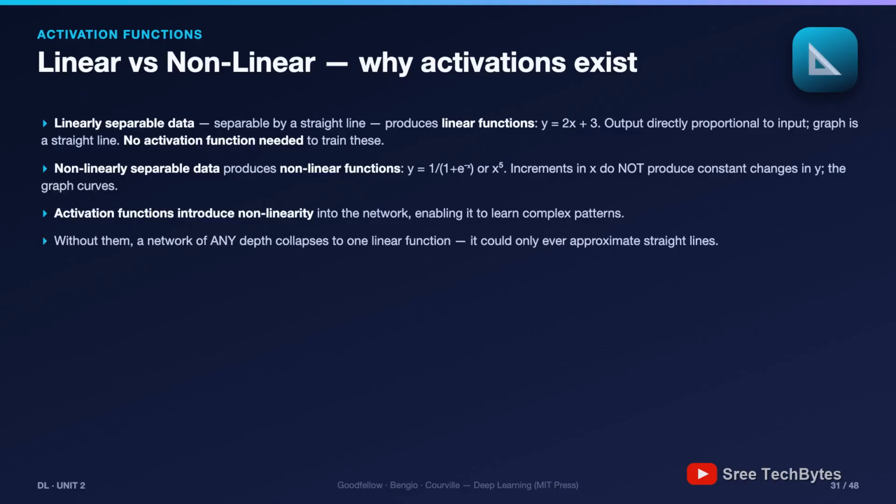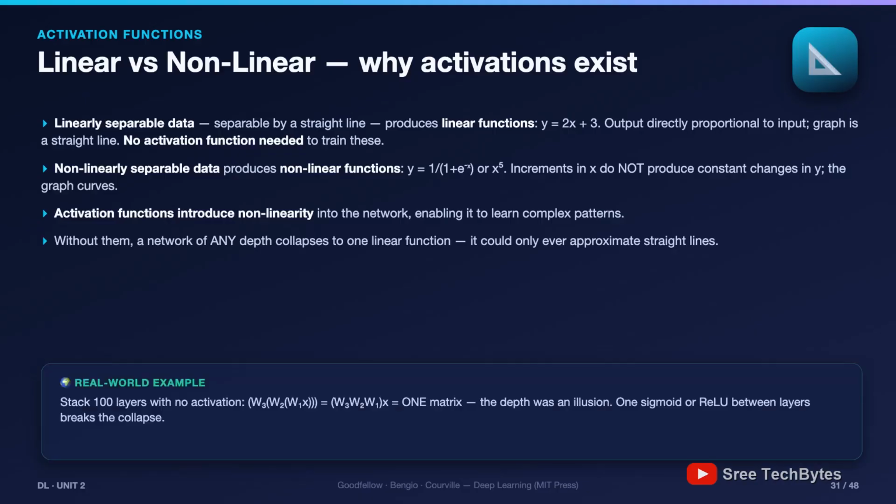The matrices just multiply together into one matrix. W3, W2, W1 is a single linear map. 100 layers collapse into one. The depth was an illusion. One non-linearity between layers, one sigmoid, one ReLU, and the collapse is broken.